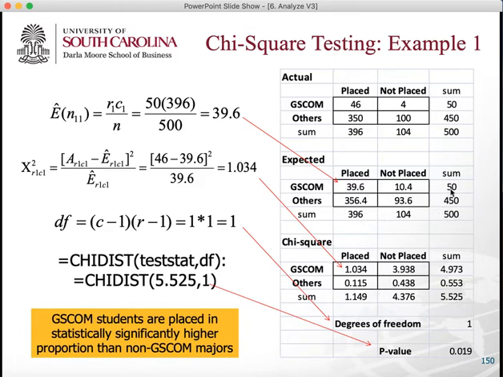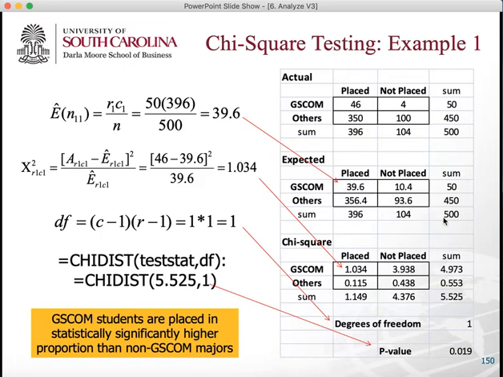Okay? This times this, so here and here, this times this, divided by the 500 again, gives you this. 450 times 396 divided by 500. So this times this divided by this, always divided by this, gives you the expected for others. And 450 times 104 divided by 500 will give you the 93.6.